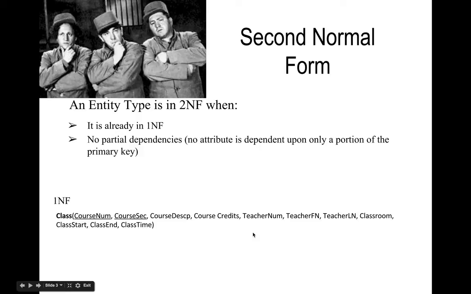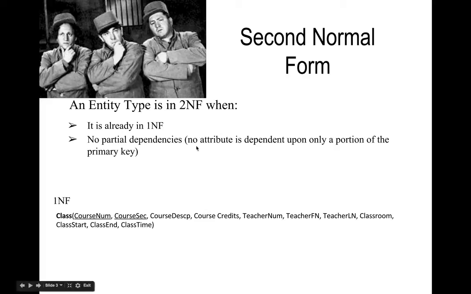As we get into second normal form, we notice it's a requirement that it has to already be in first normal form. So before you can even go into the second normal form, you have to make sure that it's in first normal form. Get that? Then make sure that there are no partial dependencies. That's what we're looking for in second normal form. What's a partial dependency?